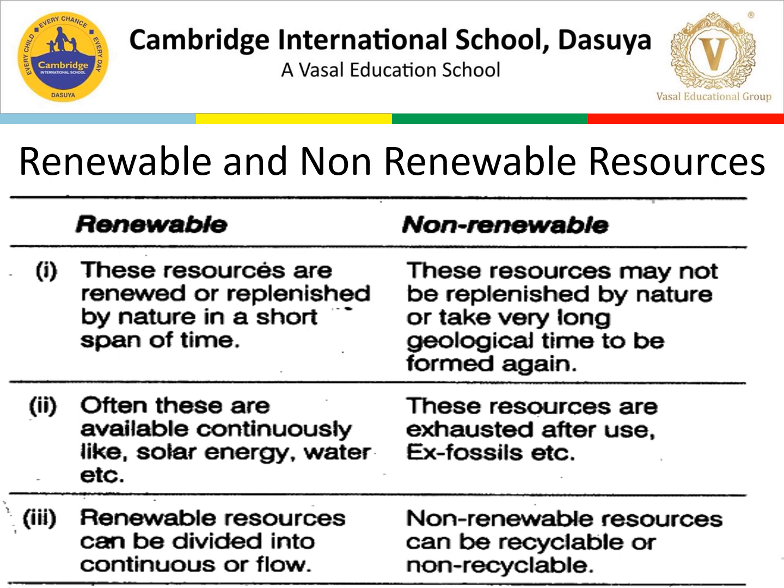Next is non-renewable resources. These are resources that may not be replenished by nature, or replenish means to be made again. They are not made again by nature and take a very long geological time to be formed again. So even if they are formed, it will take many years, many geological years, to produce them. The next thing is that renewable resources are often available continuously, like solar energy, water, etc. So examples of renewable resources are solar energy and water.